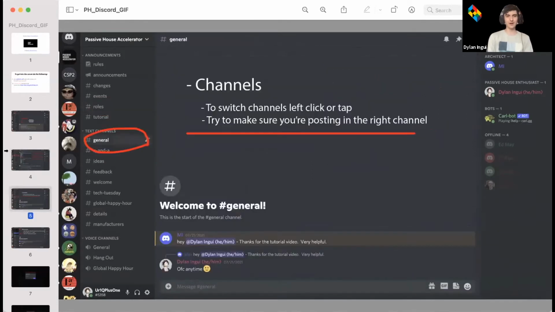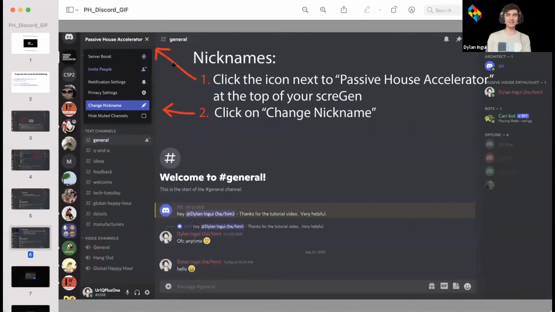And then this is just introducing the channels idea. All of these on the left side, so that's rules, roles, which we just went over, and now general. These are all what we call channels. You can just click to change channels, and all of them have a different theme. They all make sense. General is just for general conversation, Q&As for questions and answers, Ideas is if you want to share an idea with everyone, etc. They're all pretty common sense. And if they're not, you can always DM me and ask me, hey, what's this? And then also nicknames.